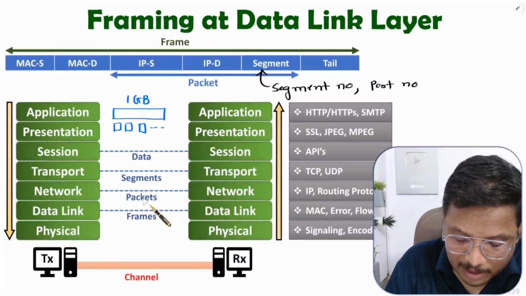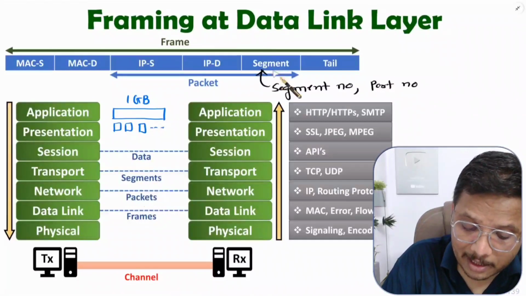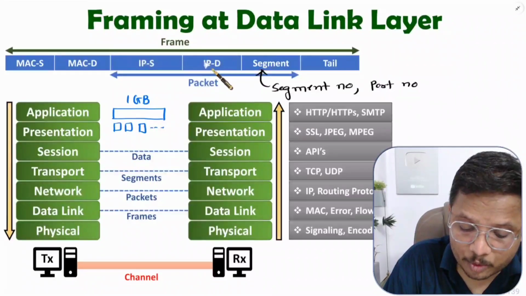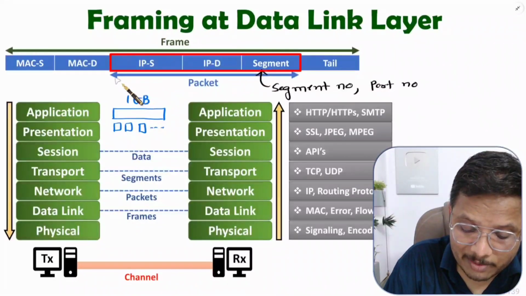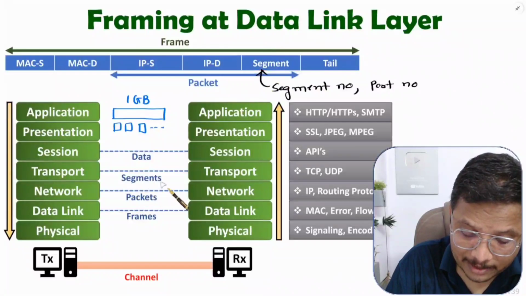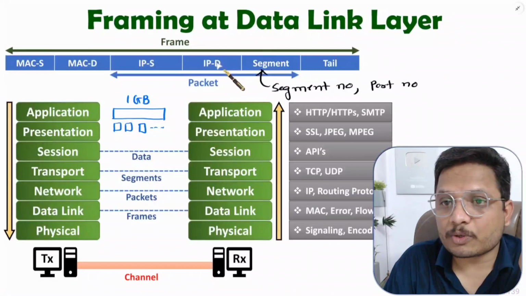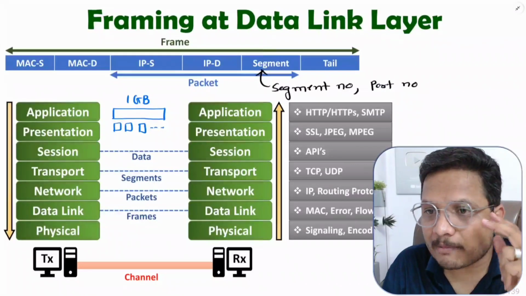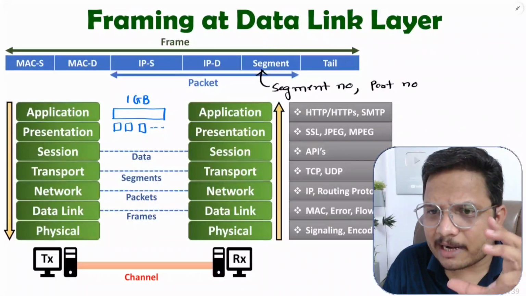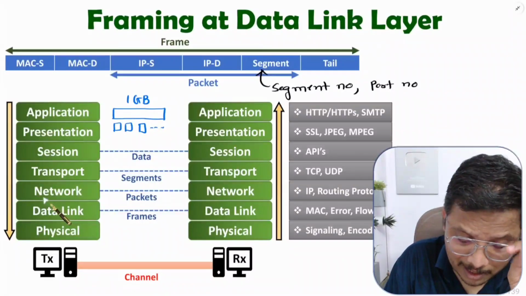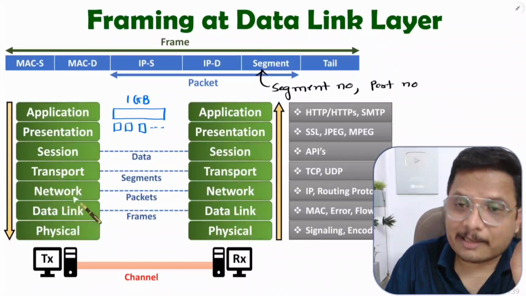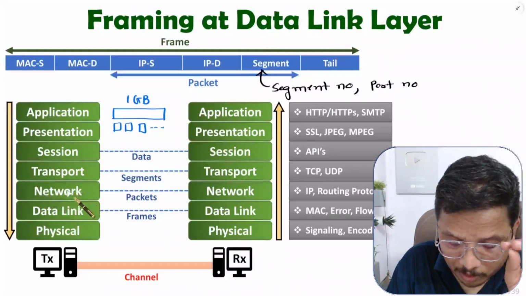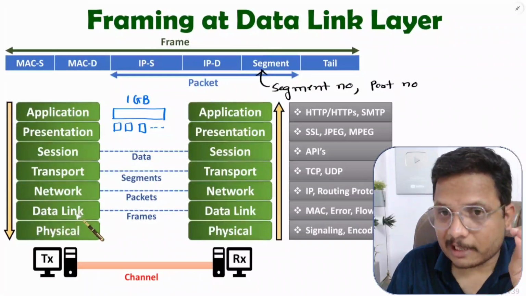The network layer will form packets. Packets means that along with the segment, the network layer adds the IP address of source and destination. So a packet is the segment plus the IP address of source and destination. IP means Internet Protocol, so IPv4 and IPv6 are these types of IP addresses, and the routing algorithm is also at the network layer. Now those packets, the output of the network layer, are given to the data link layer.